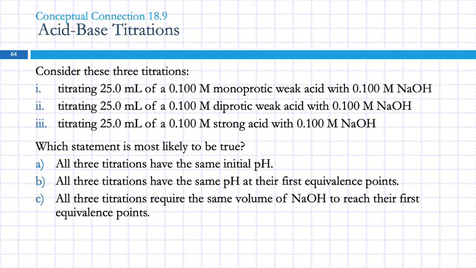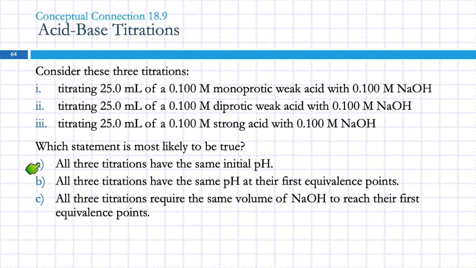So questions like this on an exam are going to test whether you understand the ideas without making you do all the icky calculations. So consider these 3 titrations. I'm not going to read them out loud. I'm just going to look for what's different about the choices. The volumes are the same. The concentrations are the same. We're titrating with the same concentration of the same thing. The thing that's different is we have a monoprotic weak acid, a diprotic weak acid, and a strong acid. So those are our choices. Which statement is most likely to be true?